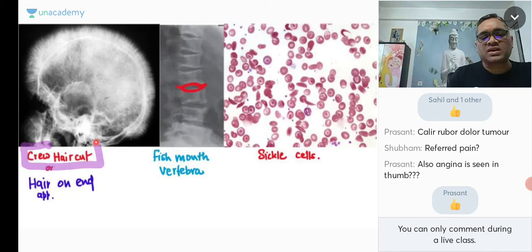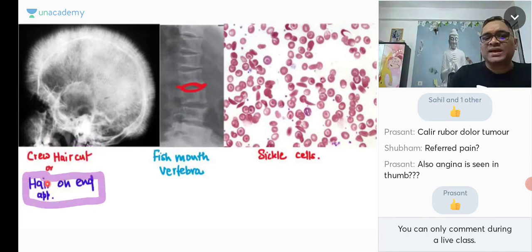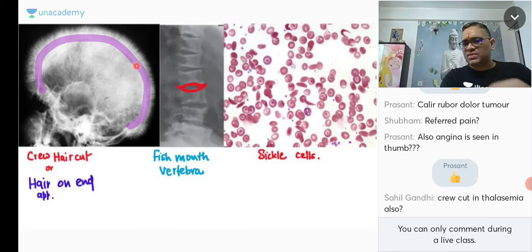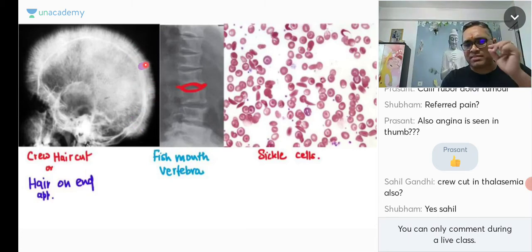Right? What is this crew haircut or hair on end appearance? Why is it called hair on end? Can you see there is a perpendicular lining? See, this is the skull area, right? This is the bone, and because of the hemolysis, there is new bone formation. So the new bone which is formed, you can see they are all perpendicular to the skull bone. These are all fine bony spicules which are perpendicular to the table of the skull. So that is why it is called a crew haircut or hair on end appearance, right?